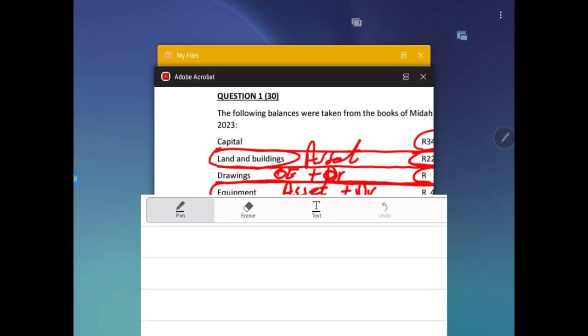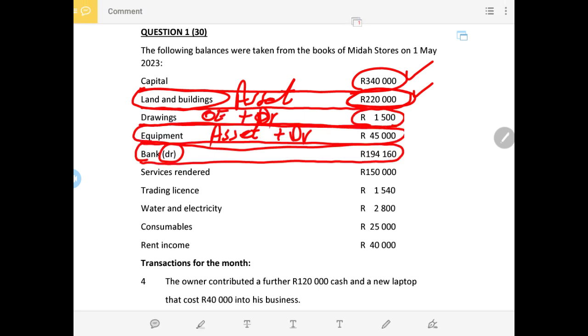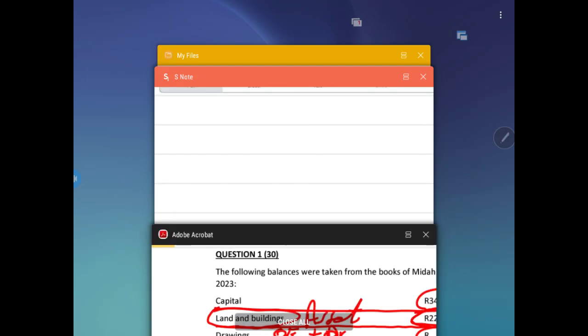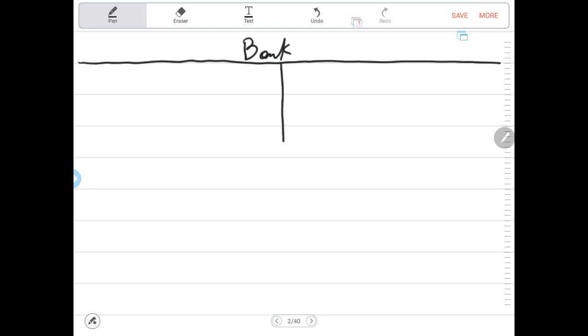On the next page, we go again to another account. Bank account with a debit balance. They tell you under bank, debit balance. That means bank can have a credit balance. So now we have our bank, 194,160. That is our bank opening balance. We open a ledger account for bank. We draw the line because we are doing what is called a T account, where everything that is related to bank will be recorded in here.